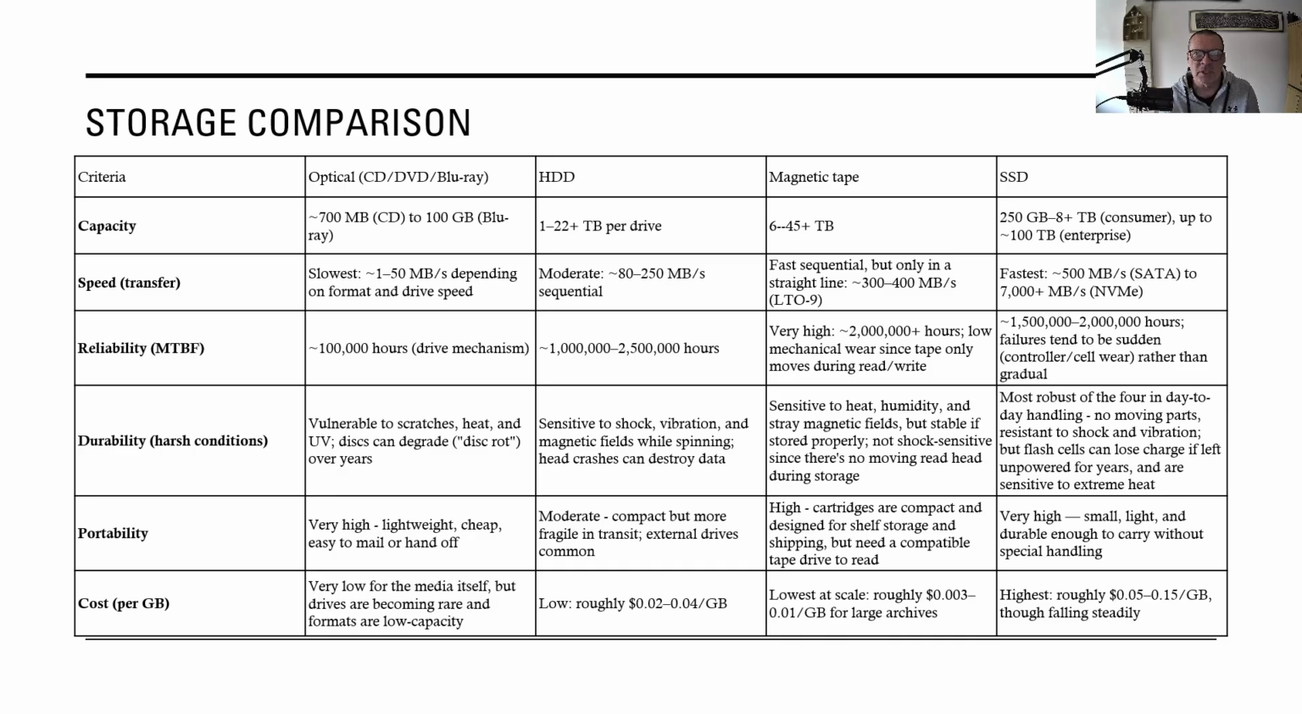And then solid state drives. These have improved an awful lot over the last 10 years or so. We have 250 gigabyte to 8 or more terabytes. Enterprise versions can be up to 100 terabytes or more. They're very fast, so they're the fastest data transfer rates.